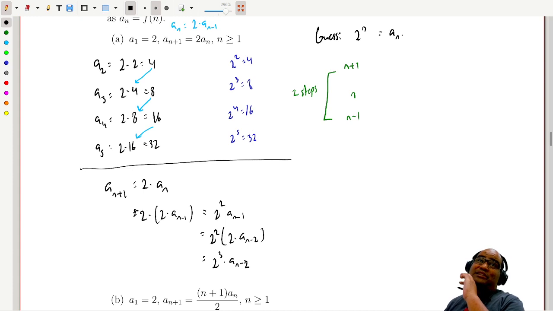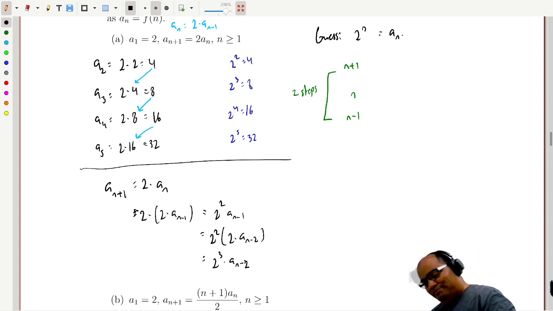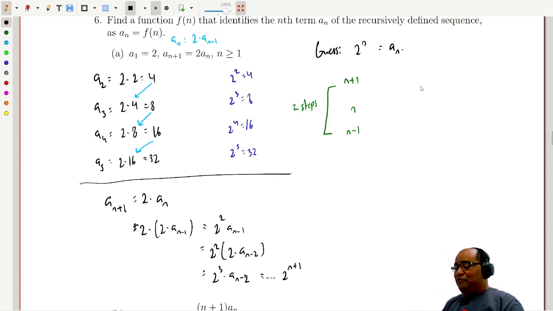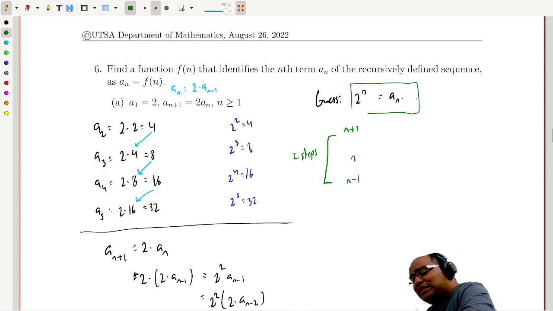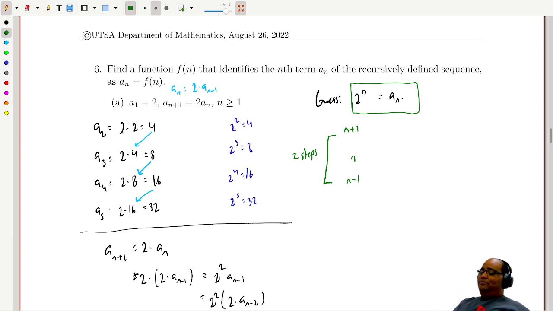You can actually prove this by a process called induction. My computer science folks probably know this already. And you can figure out that the general rule here will get 2 to the n+1 if you unfold enough. If you unfold enough, you might be able to see this. But our guess that we had here is indeed correct, that a_n is equal to 2 to the n. That's our function of n.